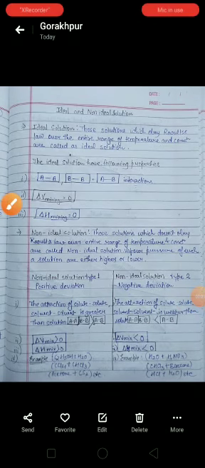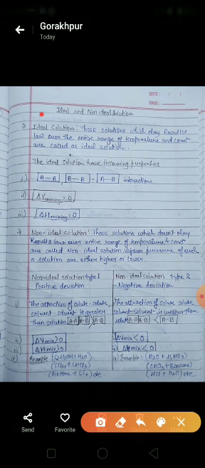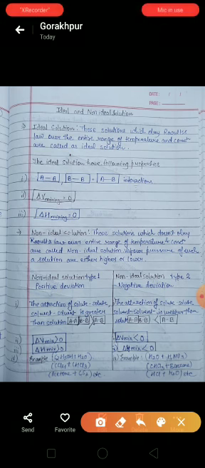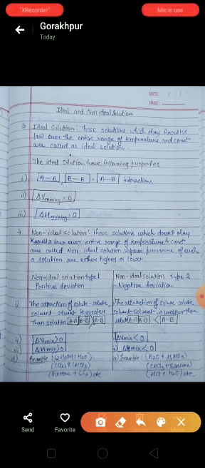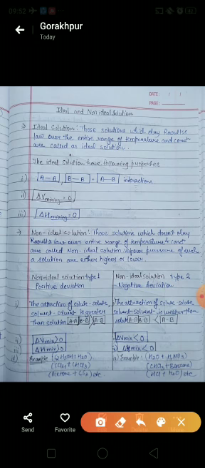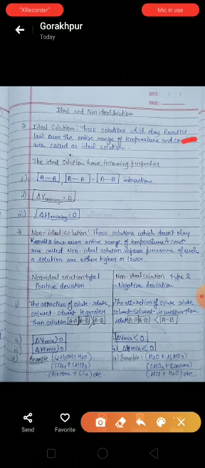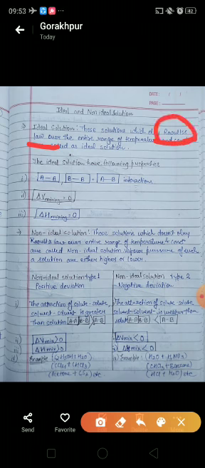Now, students, let us discuss ideal and non-ideal solutions. So, what are ideal solutions? Those solutions which obey Raoult's law over the entire range of temperature and concentration are called ideal solutions. Here you can understand that these are the solutions which obey Raoult's law, which we have discussed earlier.